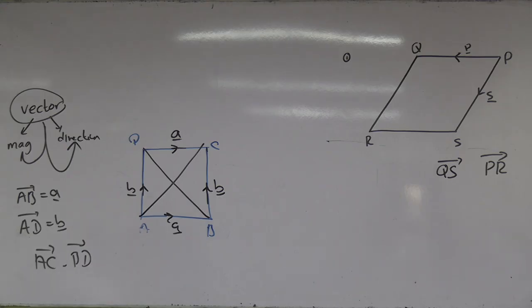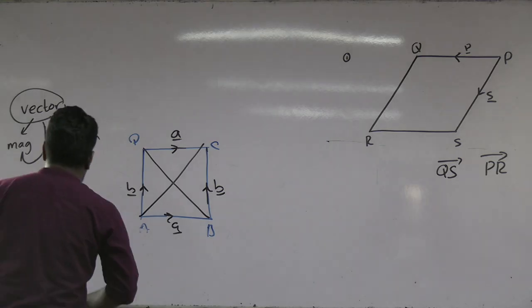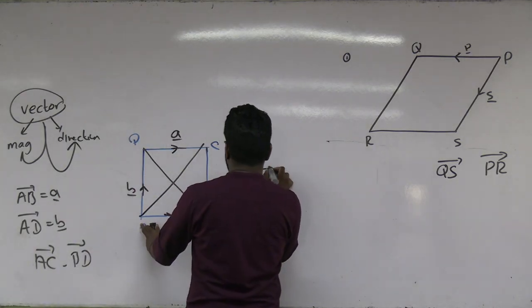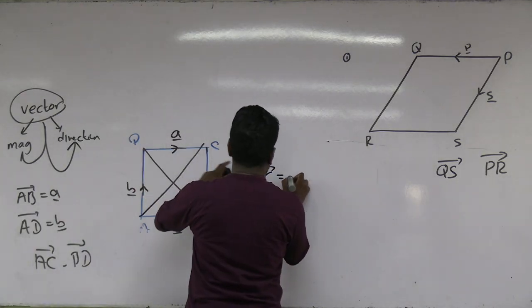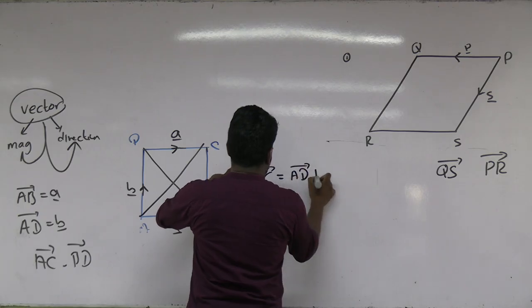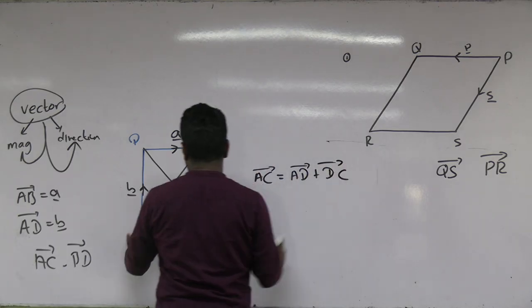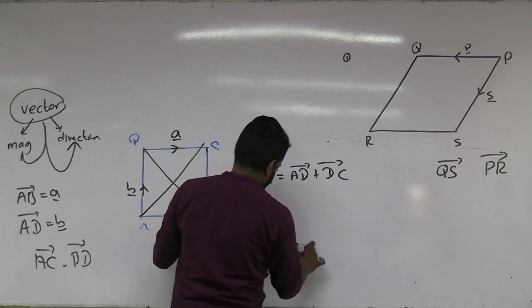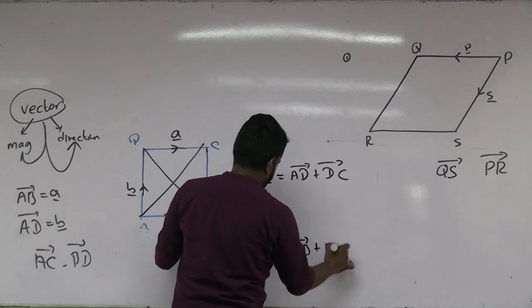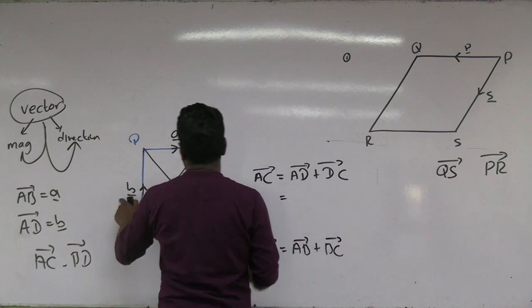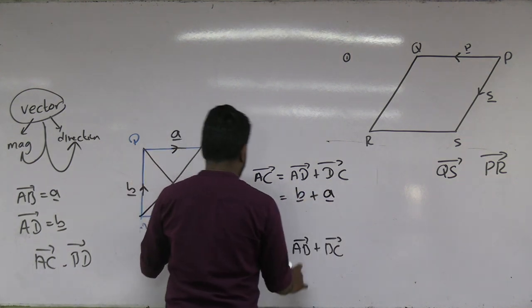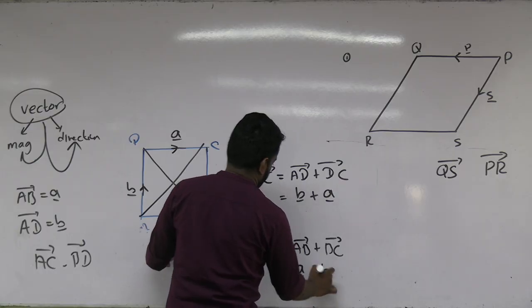So here, we are supposed to find AC. AC can be written as AD plus BC, or else you can write it as AB plus BC. Find AC equals AB plus BC. So AD is simple B and BC is simple A. AC is simple A plus B.